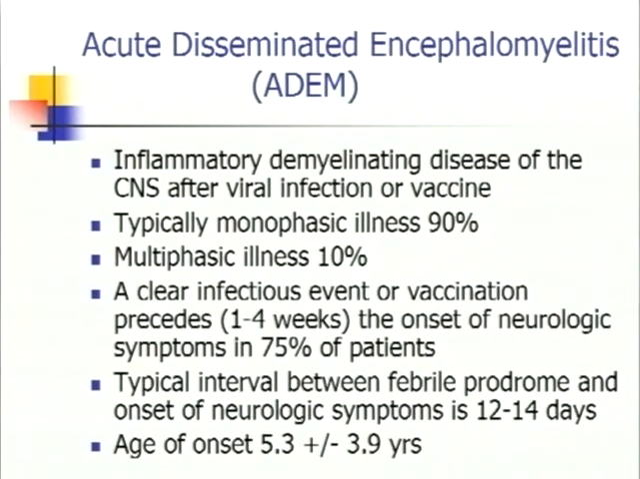There is a clear infectious event and or a vaccination, usually 1 to 4 weeks before the onset of neurosymptoms, in about 3/4 of the patients. And the typical time between, say, having a fever and then the onset of the neurological symptoms tends to be about 2 weeks. The age of onset tends to be younger. Those who are 3 years and less, they tend to be extremely irritable with a tremendous amount of pain, and it really looks like they have meningitis rather than this demyelinating episode.